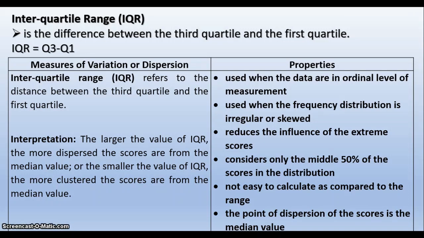The first one is it is used when the data are in ordinal level of measurement. When we say ordinal level of measurement, this is the second of the four measurement scales. Ordinal indicates order. Ordinal data is quantitative data which have naturally occurring orders, and the difference between is unknown. It can be named, grouped, and also ranked.